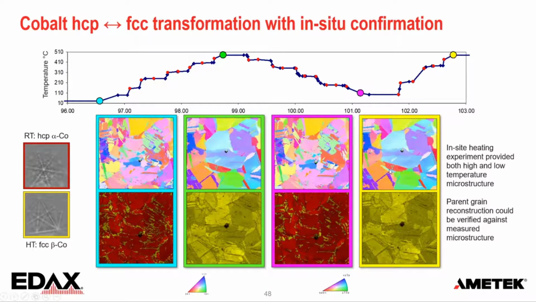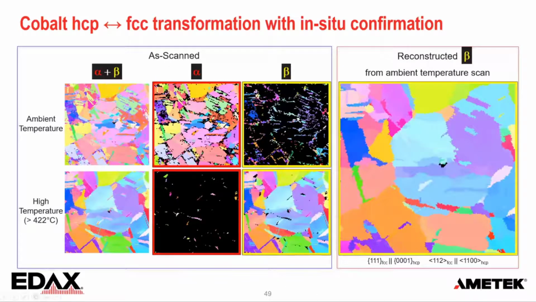This is a perfect example to verify if the parent grain reconstruction actually works. Because at ambient temperature, where we have mainly the hexagonal structure and a little bit of the cubic structure, when we go to high temperature, it transforms into the cubic structure with a few alpha grains left over. So when we do the parent grain reconstruction, we can start with this map on the top left, the ambient temperature map, reconstruct the data there, and here on the right, you can see the result. So that's the reconstruction.